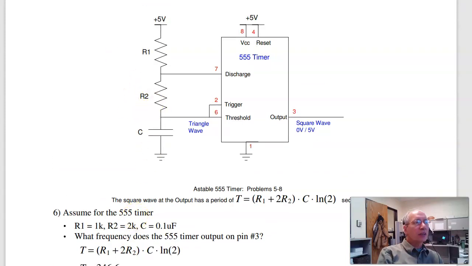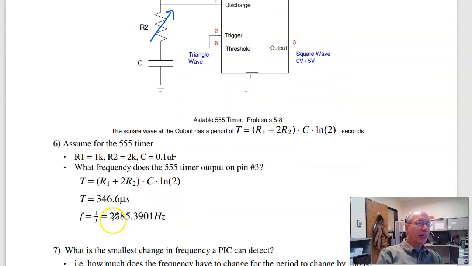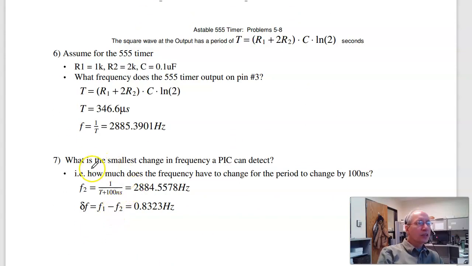If I make R2 a variable resistor, I can measure resistance. I've converted resistance to frequency. I can measure time or frequency really, really accurately. So if time increases by 100 nanoseconds, the smallest time change I can detect with a PIC, the frequency becomes 2884 Hz, or a difference in frequency of 0.8. So with a PIC I can measure 2885 Hz with a resolution of 0.8 Hz.